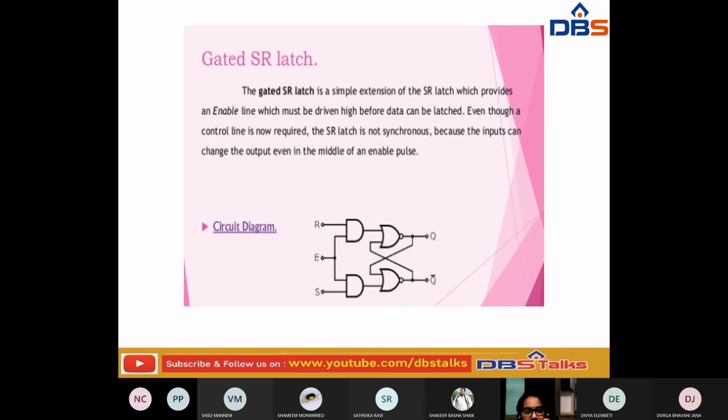So this is a gated SR latch. The gated SR latch is a simple extension of the SR latch, which provides an enable. In the normal SR latch, it does not have any enable signal. Here it has an enable signal, which must be driven high before the data can be latched. Even though a clock is not required, the inputs can change the output even in the middle of the enable pulse also. It is going to be designed like this.